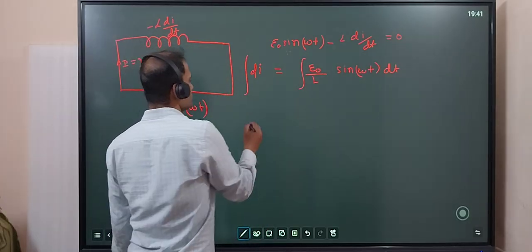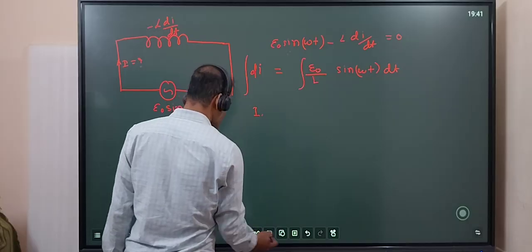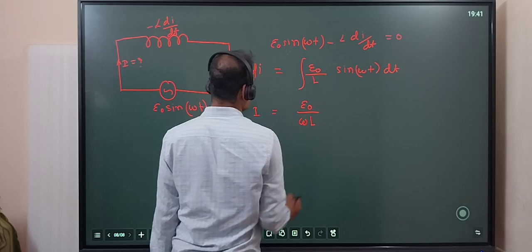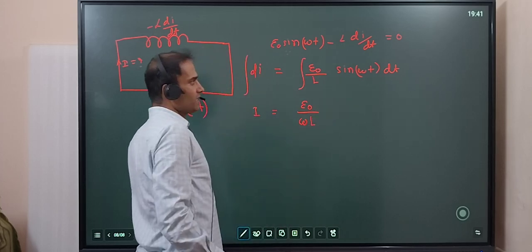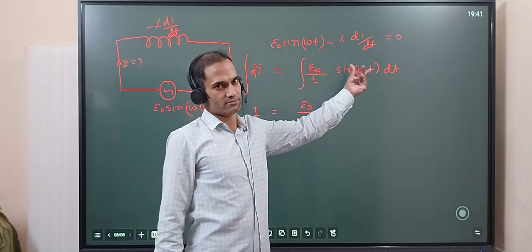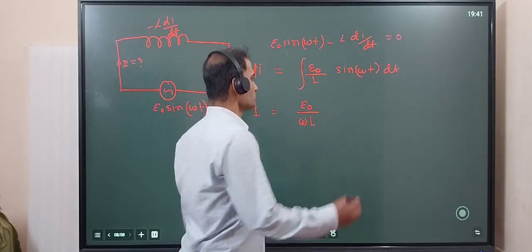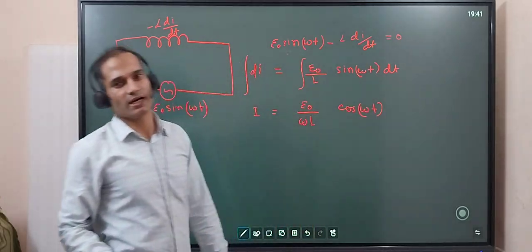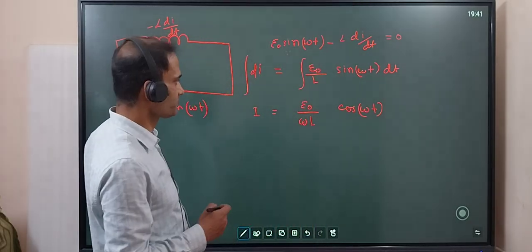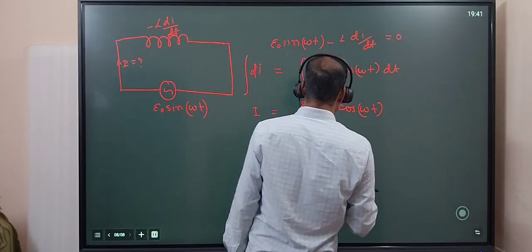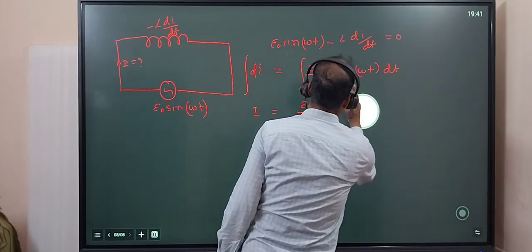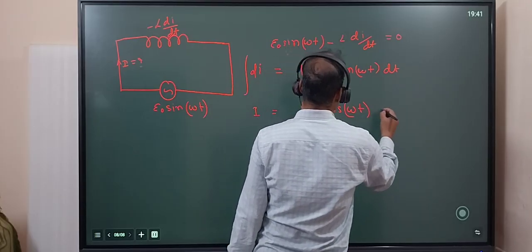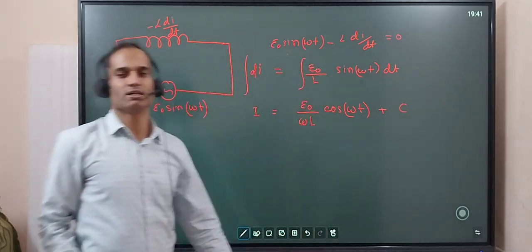So this integration will give I equal to E naught by omega L, because when we integrate this we will get cos omega t, but we have to divide by omega because it is the coefficient of t. Apart from that, I will write one constant also, since this is an indefinite integral.